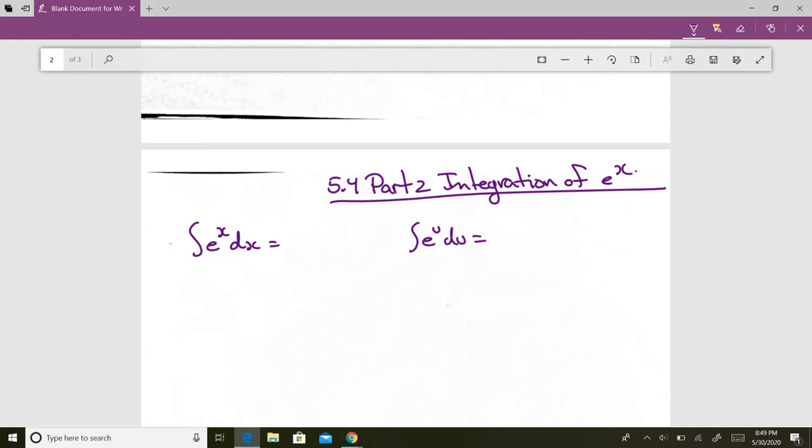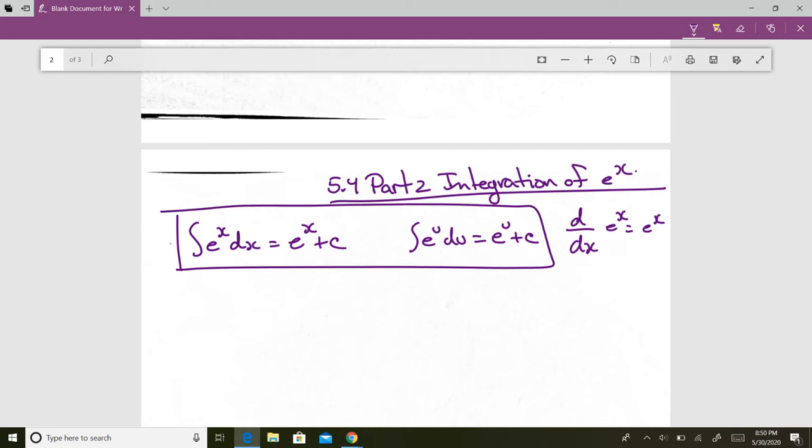So we learned yesterday that if you take the derivative of e to the x with respect to x, it equals e to the x. So if you integrate it, what should you get? You should get e to the x plus some constant. Similarly, if you integrate e to the u du, you should get e to the u plus some constant.